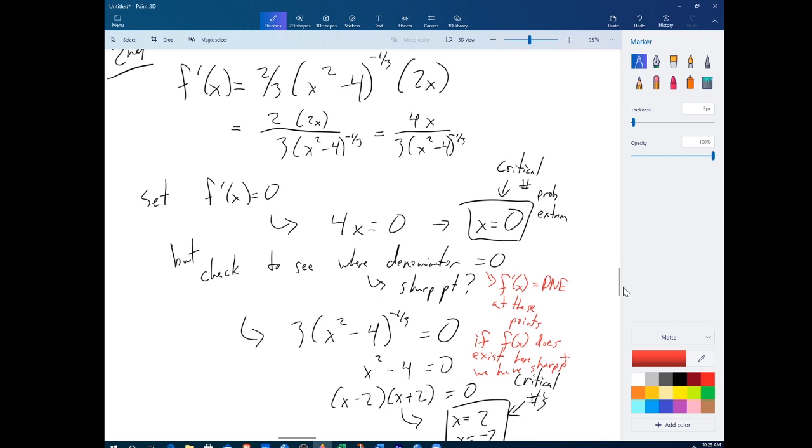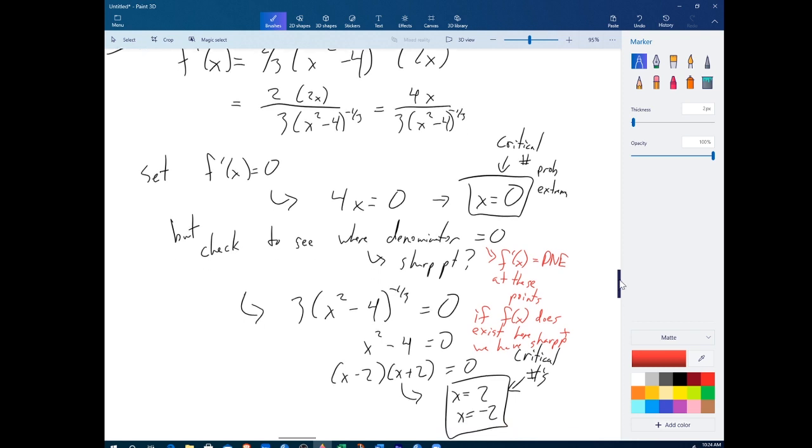So I do need to take into account all of my critical numbers, whether I think they're extrema or sharp points, in the table that I'm going to have. And Alina, tell me when I can scroll, because I'm going to need room for that table. Give me a thumbs up when you're ready for me to scroll.